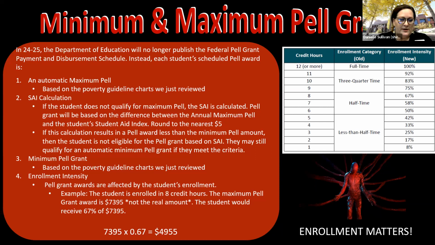So our example here is if the student is enrolled in 8 credit hours, and let's say our maximum Pell Grant is $7,395, which is not the actual amount. That's what it is for this year, and it will be different for next year. The student could receive 67% of that full-time Pell award. So they would still be able to get $4,955 at 8 credit hours of enrollment. So that is how it is going to work, and it's very different from what we're used to right now. So if students are adding and dropping classes, it really can affect their Pell Grant amounts.